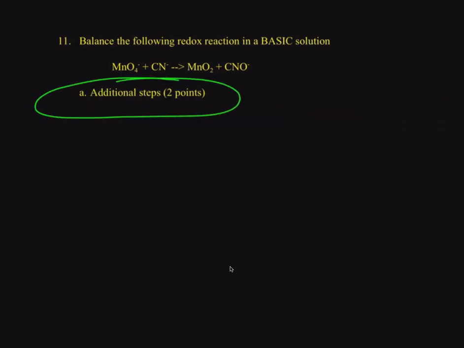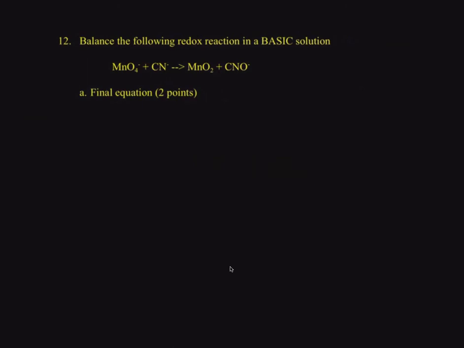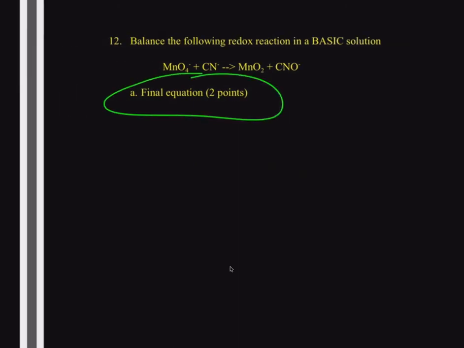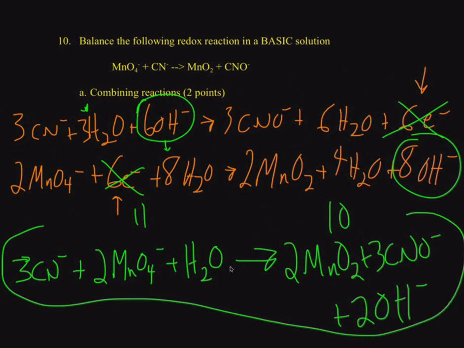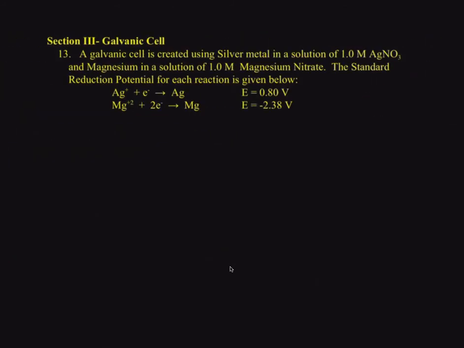Actually, the additional steps that we were doing were adding the hydroxides and combining them to make water and then canceling that out. So we have done all those steps in the previous slides. And the same goes for the final equation. The final equation is what we have here once you cancel out all the stuff that appears on both sides. That's the final equation. So we've got a galvanic cell with silver metal and magnesium.